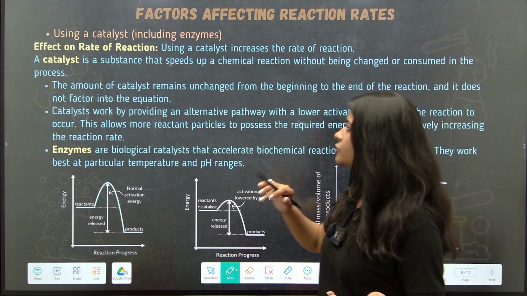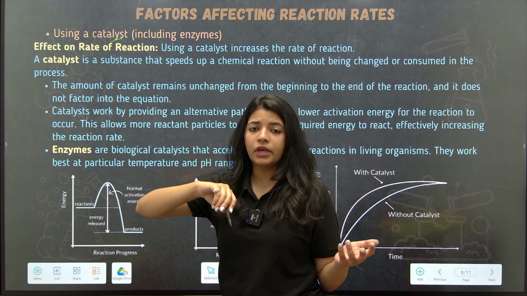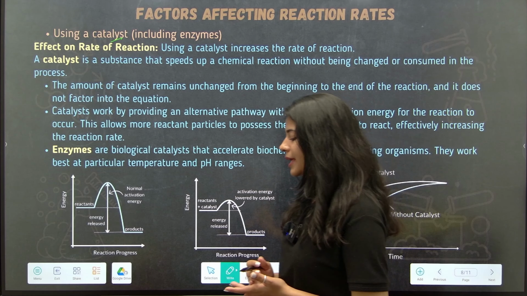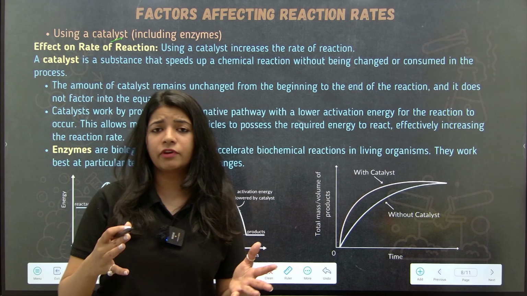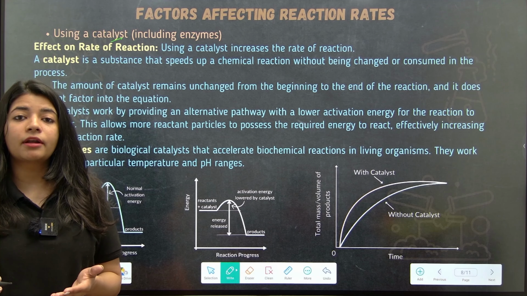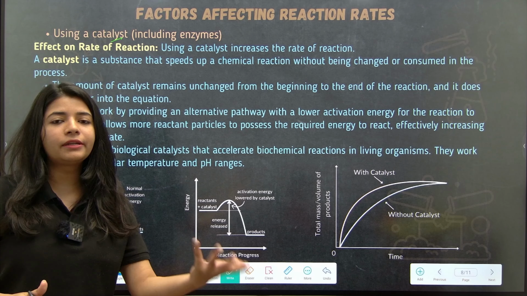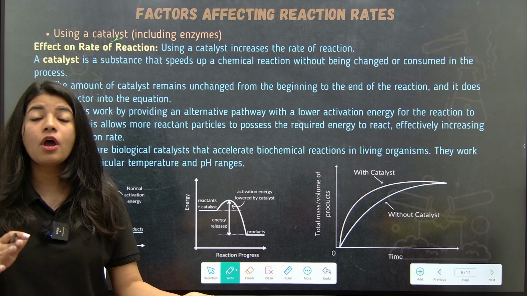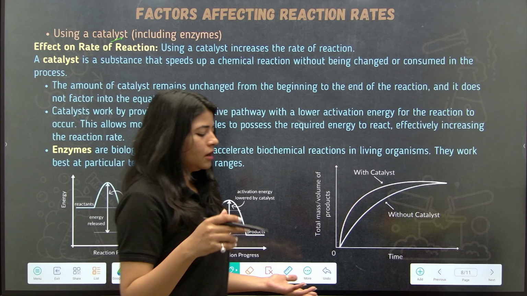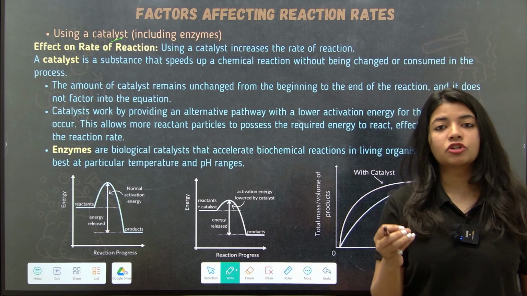Next, let's move on to the last factor which affects the rate of reaction in your syllabus, which is the catalyst. So what is a catalyst? A catalyst is a chemical compound or substance which itself does not take part in the reaction, but it just alters the rate of reaction. How? By providing a pathway with less activation energy.